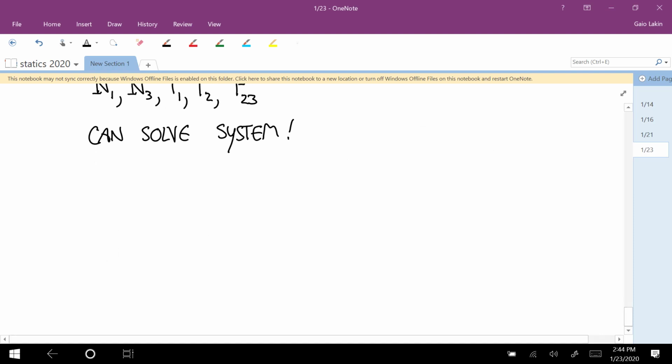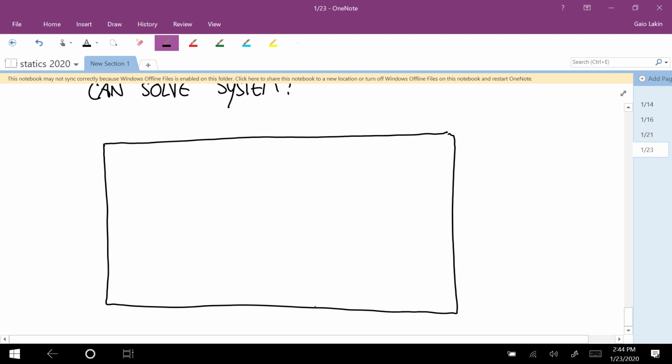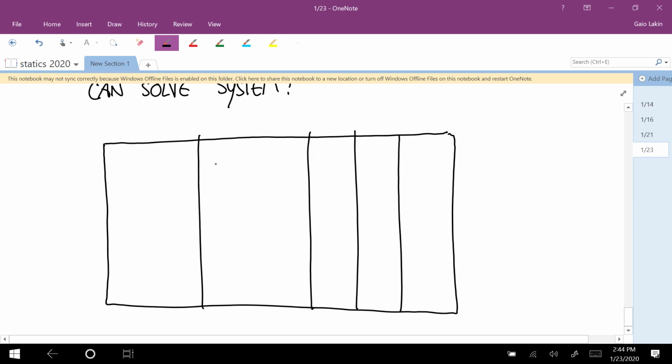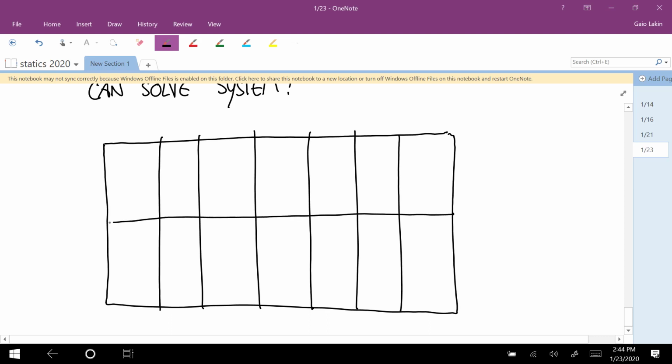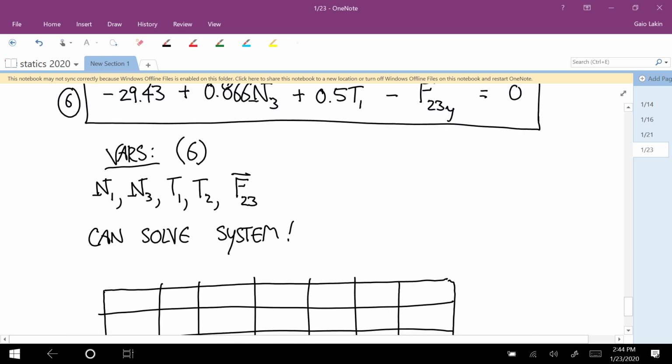Okay, so we have six equations and six variables. So we need a matrix that's seven across and six down. Okay, so that's seven columns. And then we need six rows. And now we have to choose an order for these variables. I guess I'll use the one that I have here.